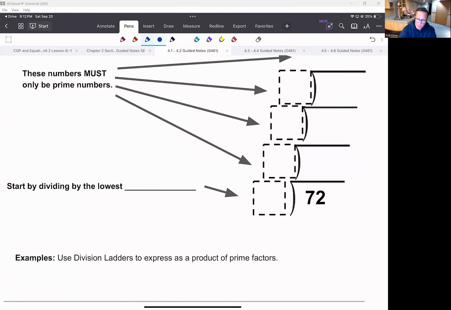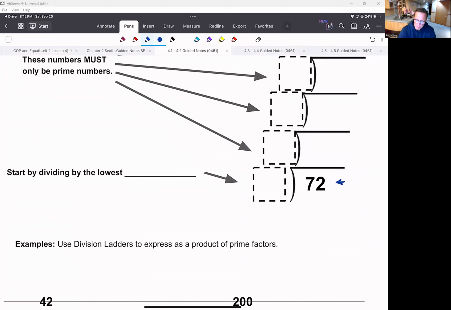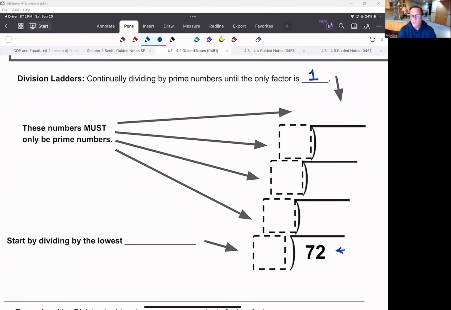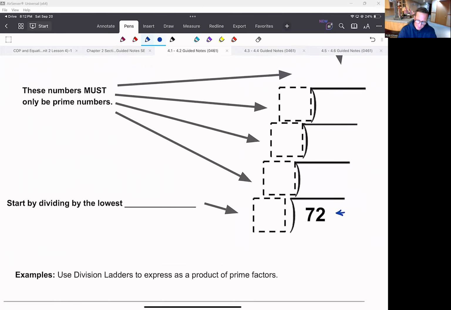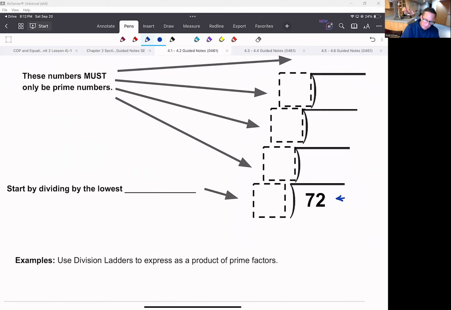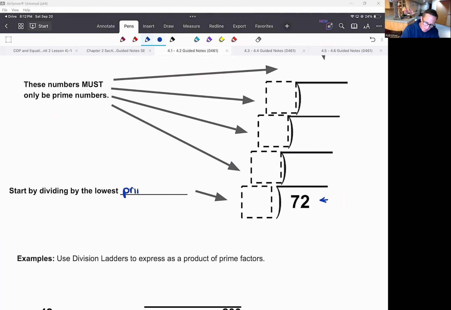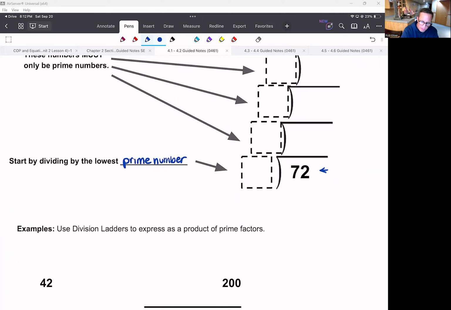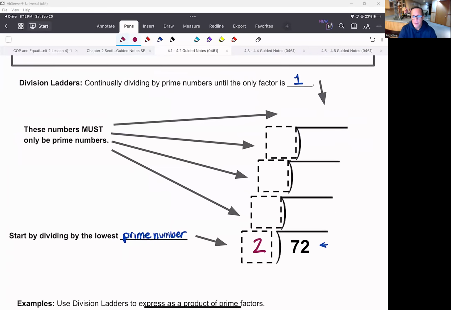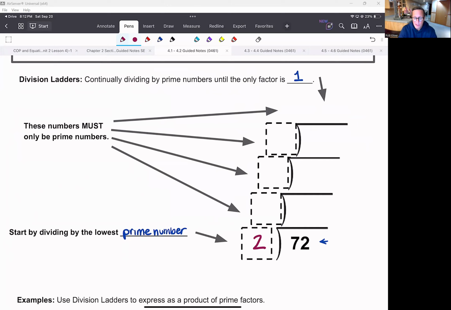Okay, now what we're going to do, it's kind of weird. We're going to start with, let's say we want to figure out the prime factors of 72. Okay, so 72. What you want to do, and I've got a lot of arrows here, you start by dividing by the lowest possible prime number. So the lowest prime number is 2. Okay, 2 is a prime number. And 1 is not a prime number, nor is it composite. It's neither, right? So don't start with a 1. It's a bad number to start with.